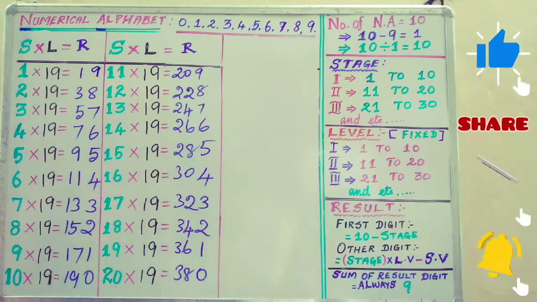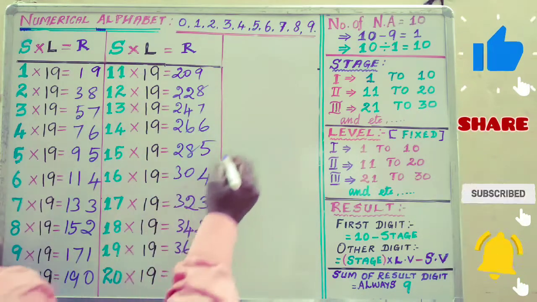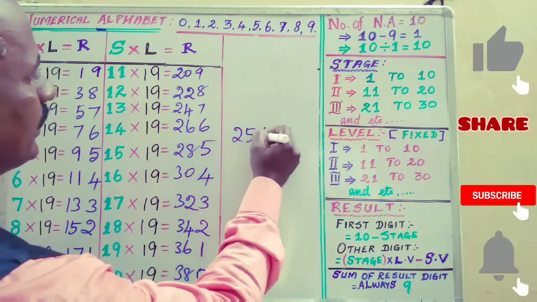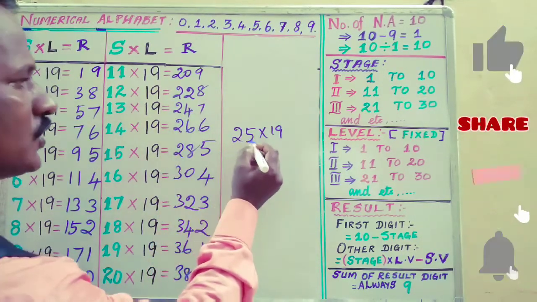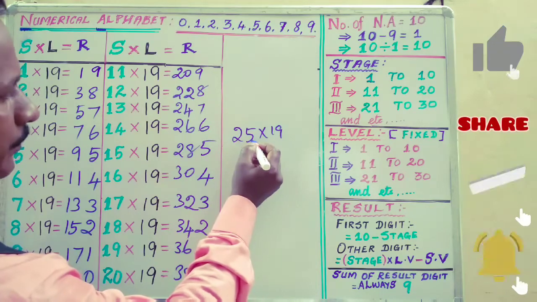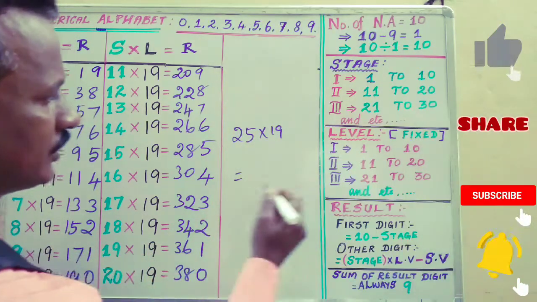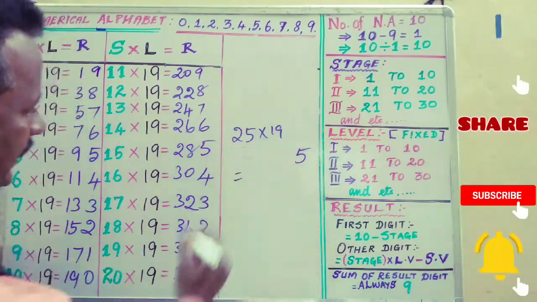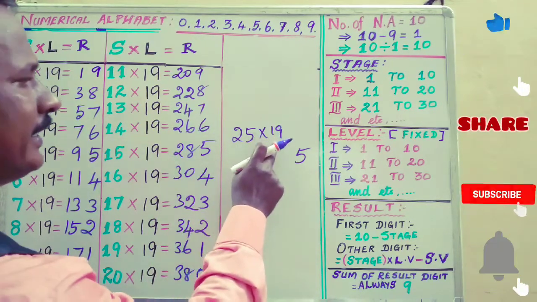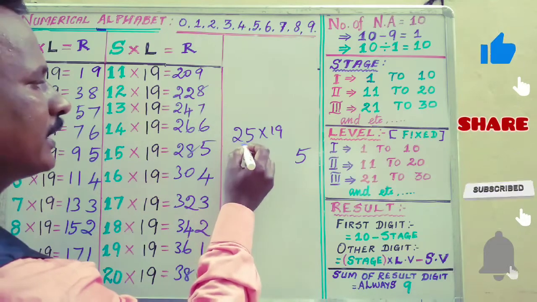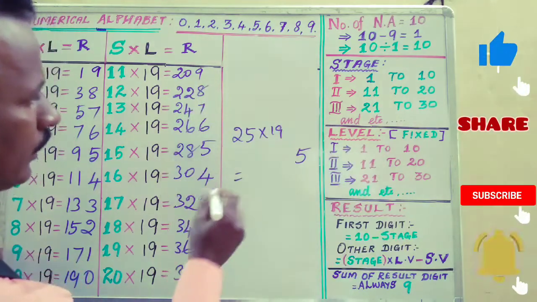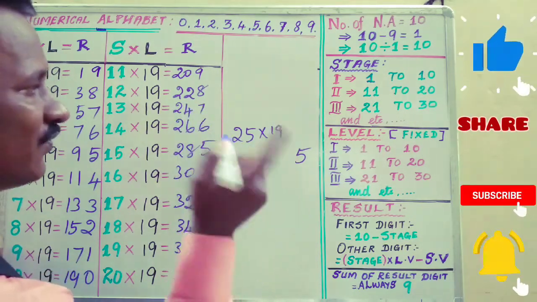Some more examples of the same procedure. Suppose anybody asks 25 into 19, how much? Now we check the first digit of the stage, which is 5. So the result value of the first digit is also 5. Okay, done. And then 19 is the second level value. So we multiply the 25 by 2. So 25 into 2 is 50.